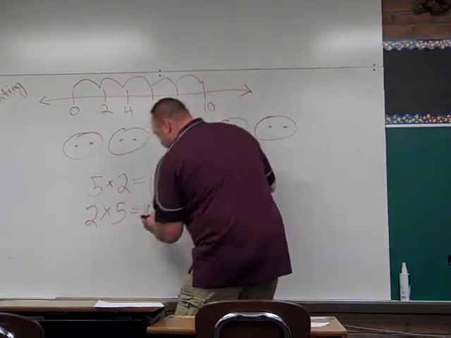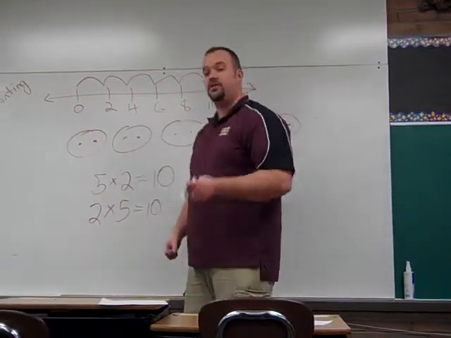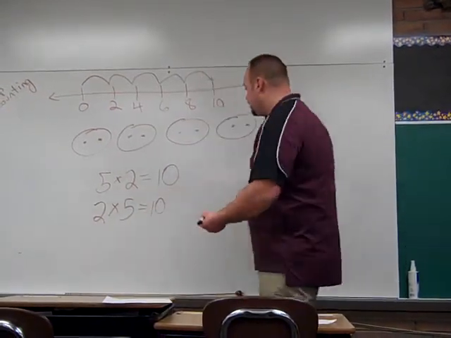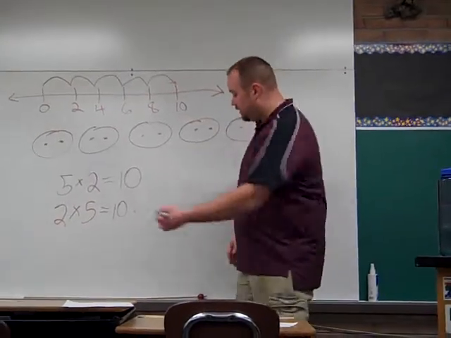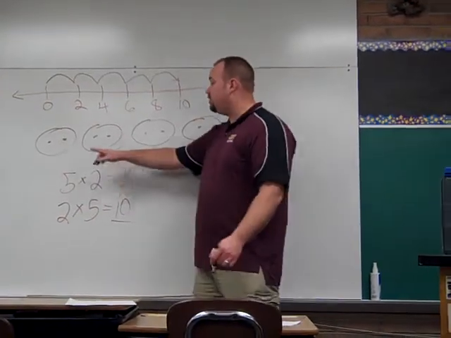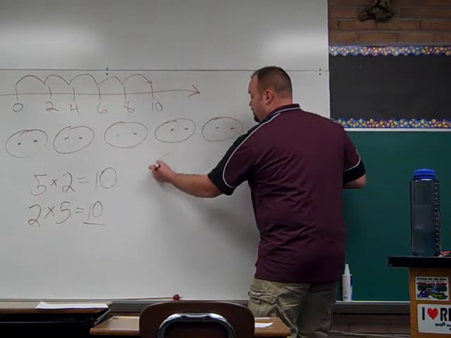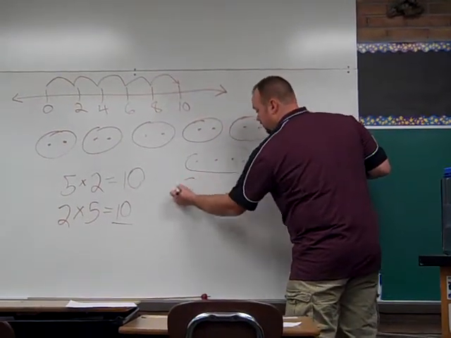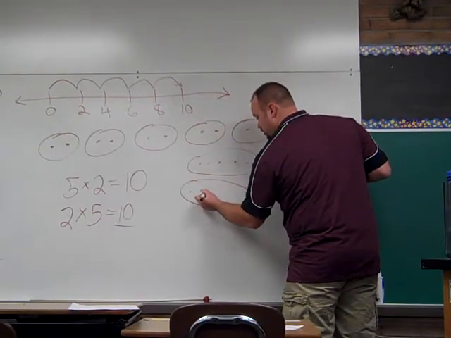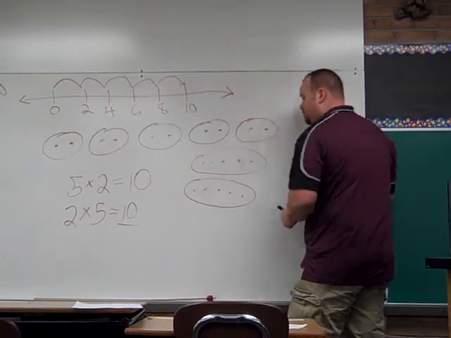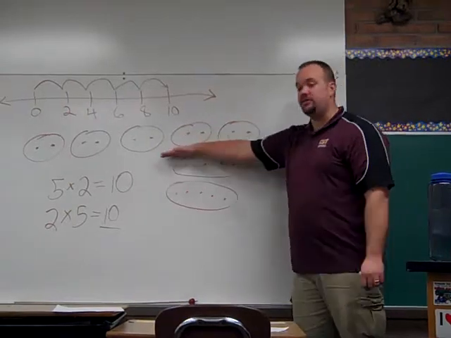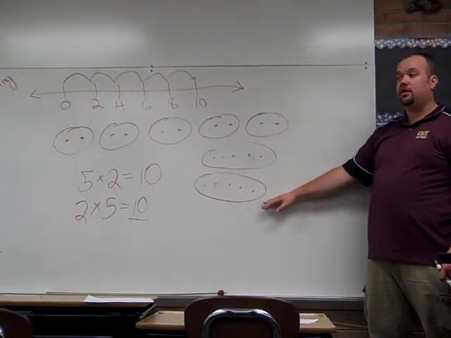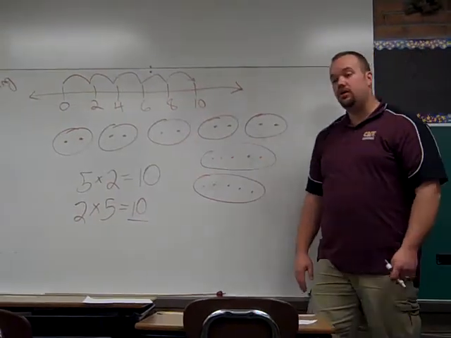So, if I did 2 groups of 5, can you go 5 plus 5? Yes, you can. What's 5 plus 5? 10. Right there. So whether you do 5 groups of 2, or if I draw 2 groups of 5, there's 1 group of 5, 2 groups of 5. Is there 10 represented here? Yeah. 10. All right.